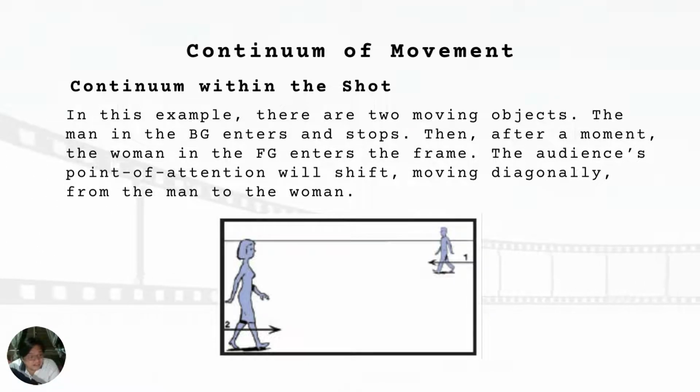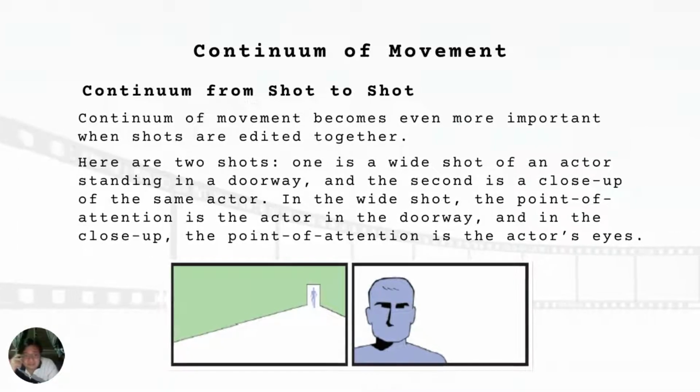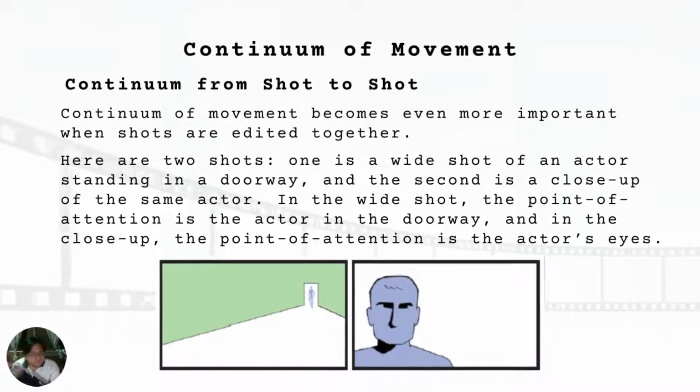There is no on-screen movement to guide the viewer's point of attention from the first object to the next. Okay? This change of quadrant is contrast of continuum of movement. You guide the audience from one side of the screen to another. Now, let's do it from shot to shot.